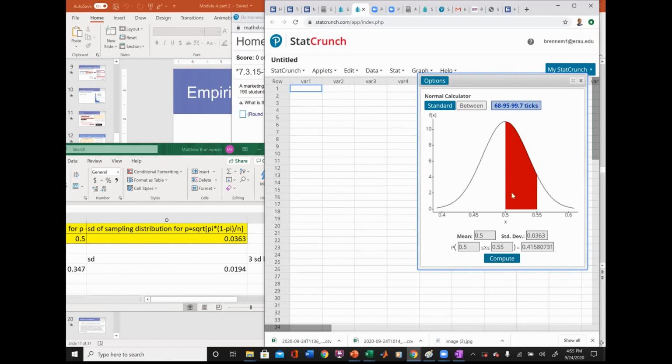And so this area here is this value. Remember, areas for normal probabilities are probabilities that I'm in that interval, the area under the curve in that interval. So this roughly says about 41.6%. Okay, that's the probability.